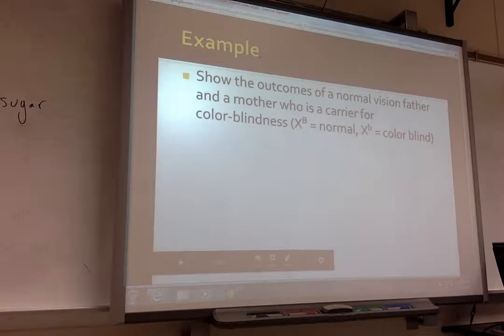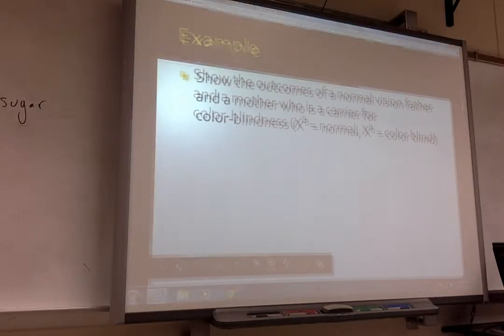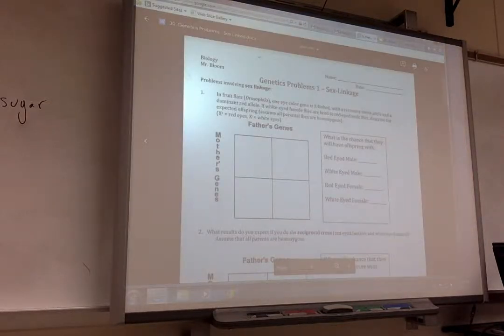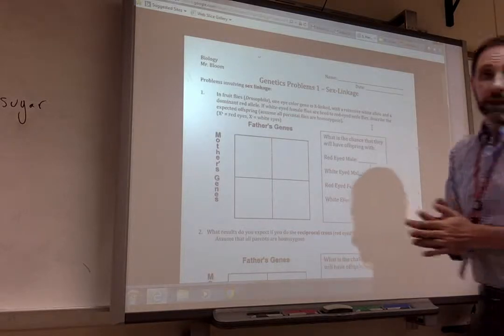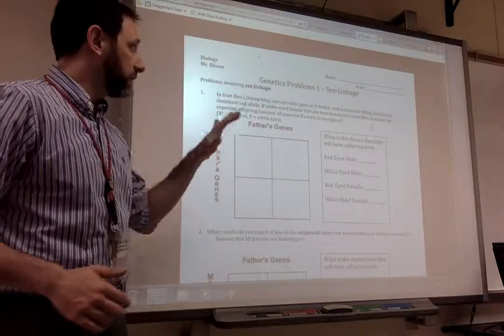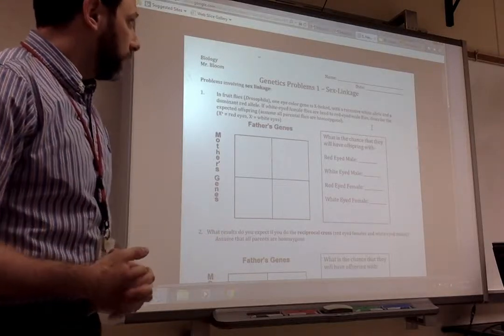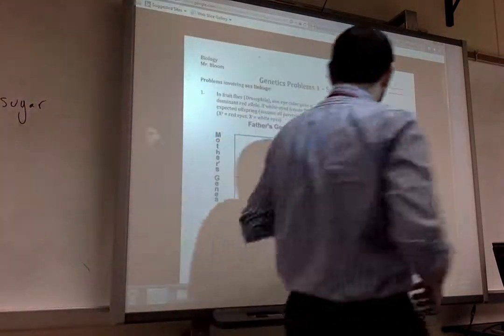And so now I want to, let's see, I'm going to exit out of this. And so I'm going to look at, if you're working on the sex-linked packet, this is the first problem. So I'm just going to do this with you guys as well. Don't forget to write your name at the top.